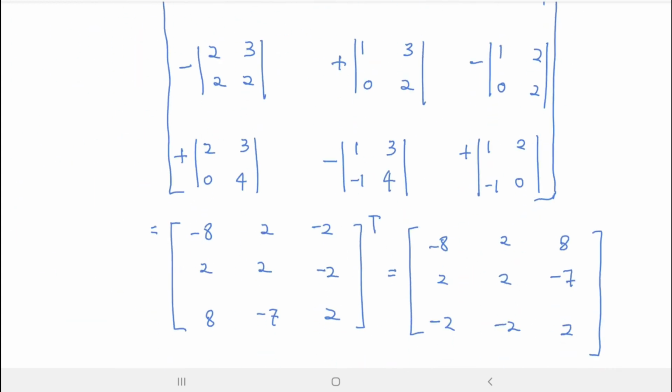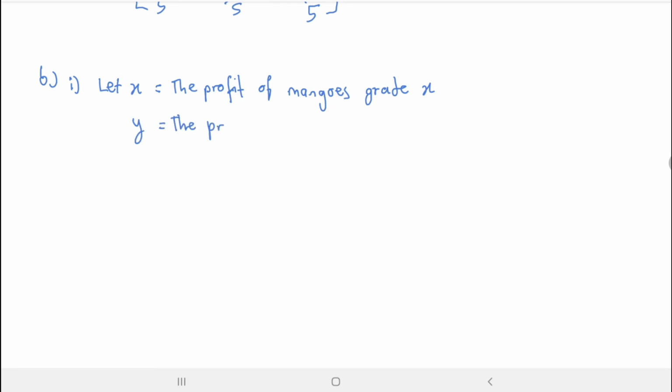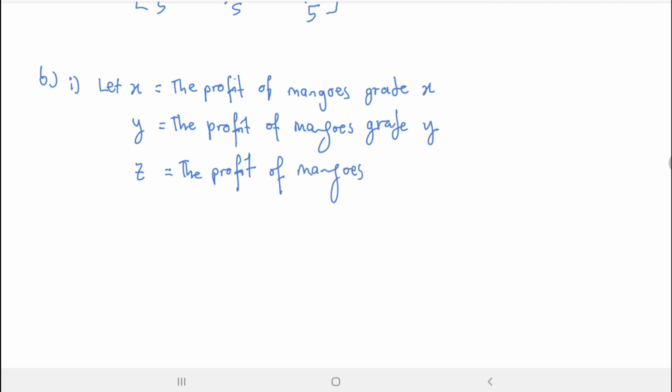So first you need to know that you let x be the profit of mangoes grade X, y is the profit of mangoes grade Y, and z is the profit of mangoes grade Z.